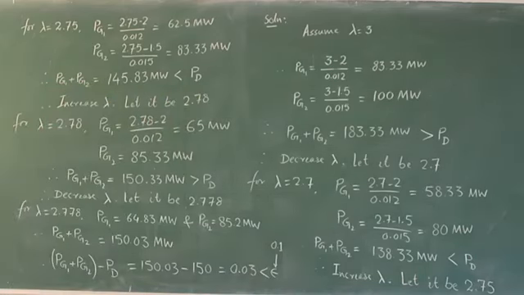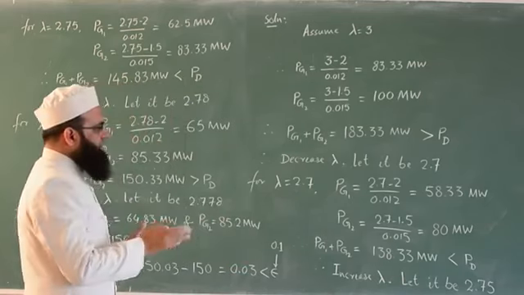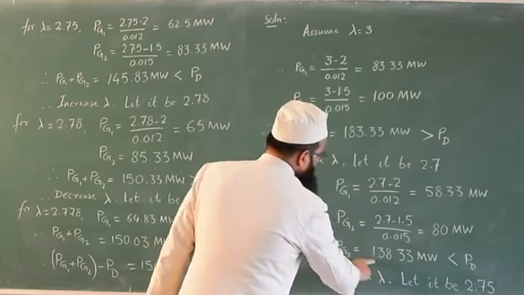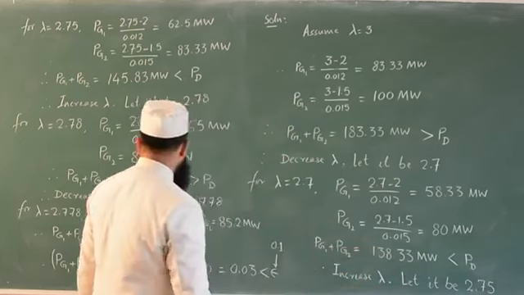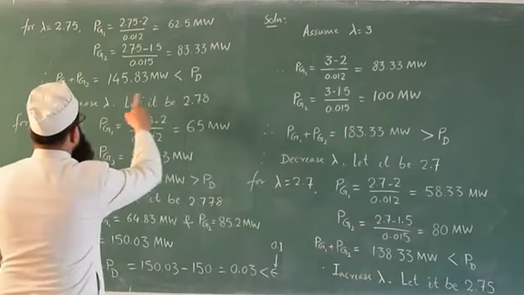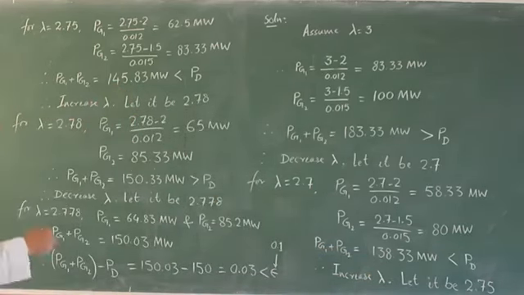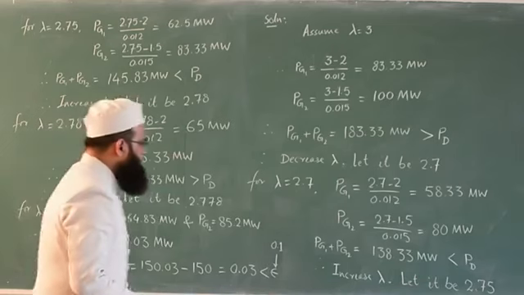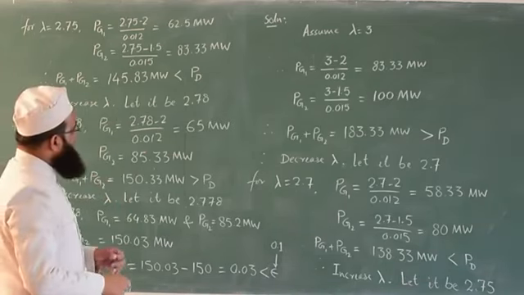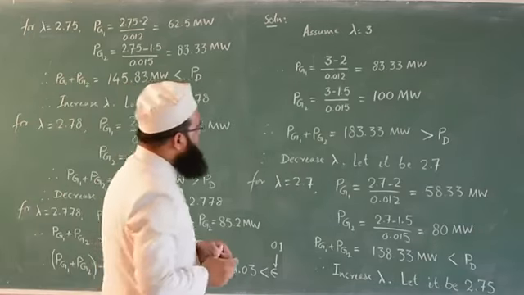But we can note that we are approaching towards the load. Here we were far from the load, far from 150 megawatt, that is the load. Now we have reached towards the 150 load. So again we will increase lambda, but a slight increment is required, otherwise we will have more than PD. So steps should be taken carefully.